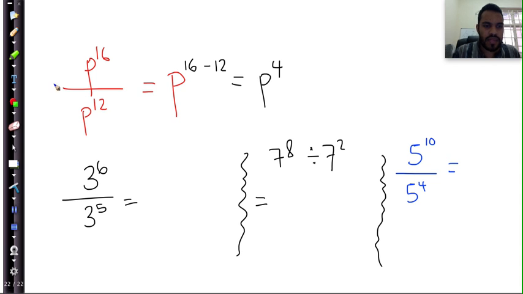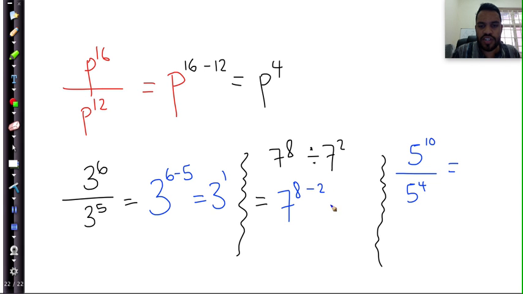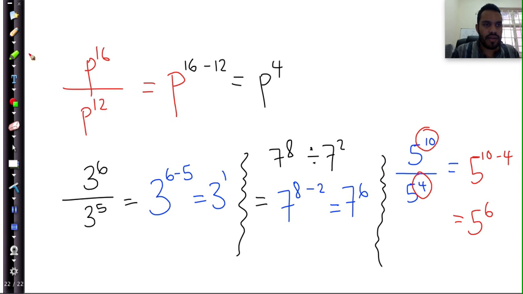Okay, so the first solution here is going to be 3 to the power of 6 minus 5, which is going to be 3 to the power of 1. Over here we're going to have 7 to the power of 8 minus 2, which gives me 7 to the power of 6. And the final one over there, the bases are again the same, so I can just subtract the exponents, right? And the only time I do this is if I've got the same base variable. Okay, so that's going to be 5 to the power of 10 minus 4, which is equal to 5 to the power of 6. Okay, a few more examples for you to try in your book.